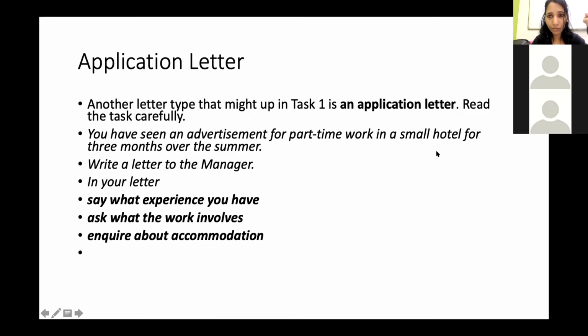This is your question for today. I want you to make a grid, divide your page into 4 and write the purpose, the audience, the formality, so that your tone is consistent. Your body paragraph 1 should contain what experience you have and details regarding that. Body para 2 should contain what your work involves or what you should be asking what the work involves. And body para 3 should contain if they have an accommodation or not.